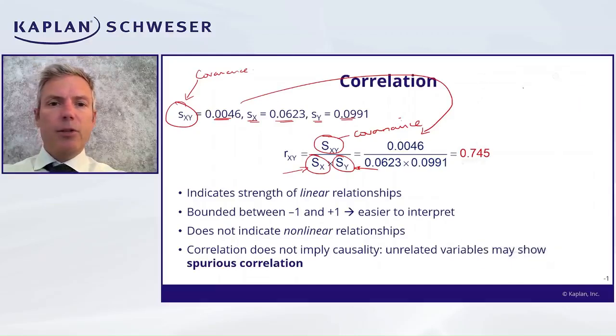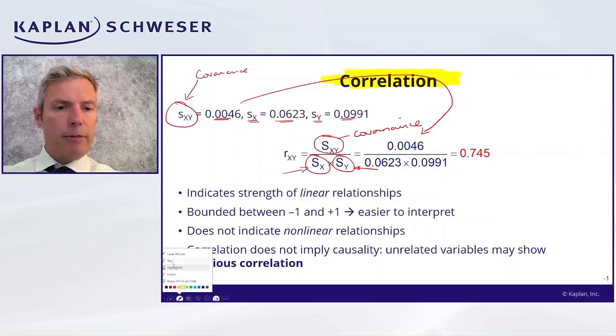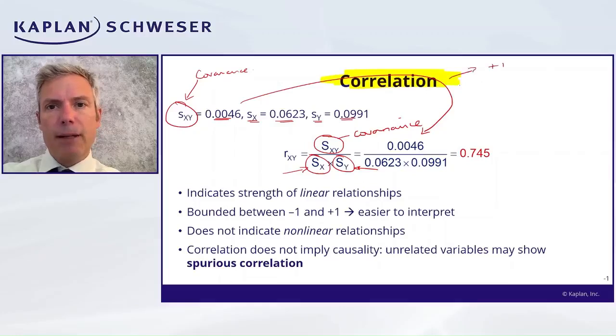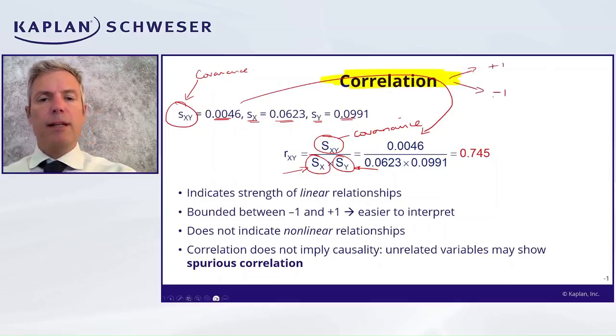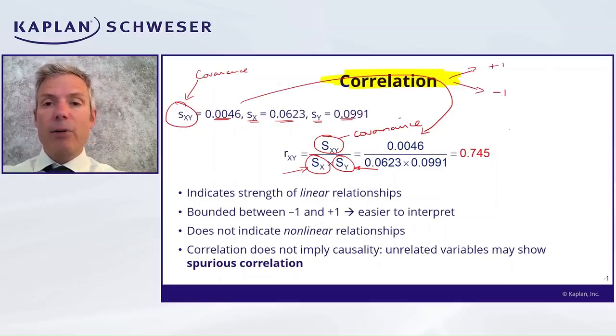Now this is called correlation, and this is a very important metric which you're going to be using all the way through your CFA program. Correlation is standardized covariance, and the really useful thing about it is that correlation sits between +1 and -1. It can't be bigger than +1, can't be smaller than -1. So when you calculate it, you can see how big a number is.